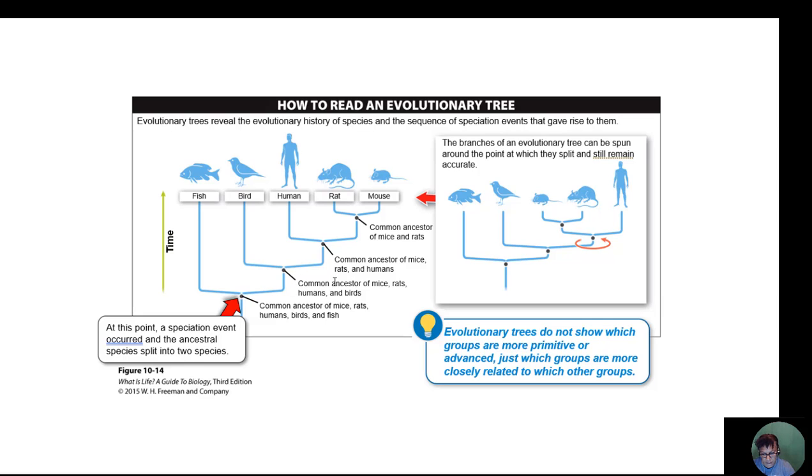Here we have the common ancestor of mice, rats, humans, and birds. We have the speciation. Here, fish had already split off. And then again, we go up, birds split off, and we have this common ancestor of mice, rats, and humans. We have speciation, humans split off, etc.